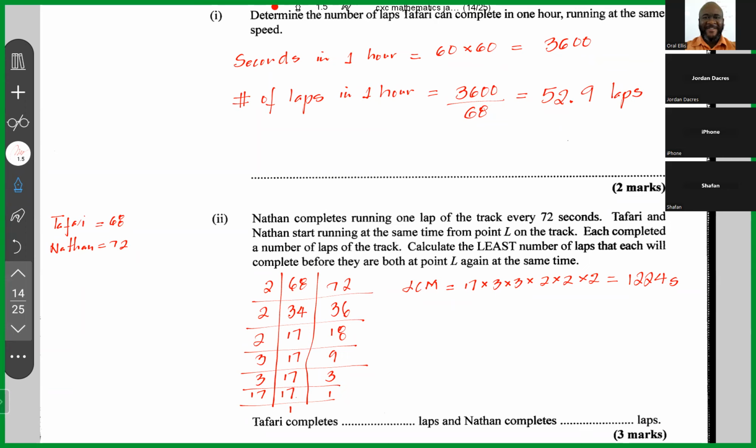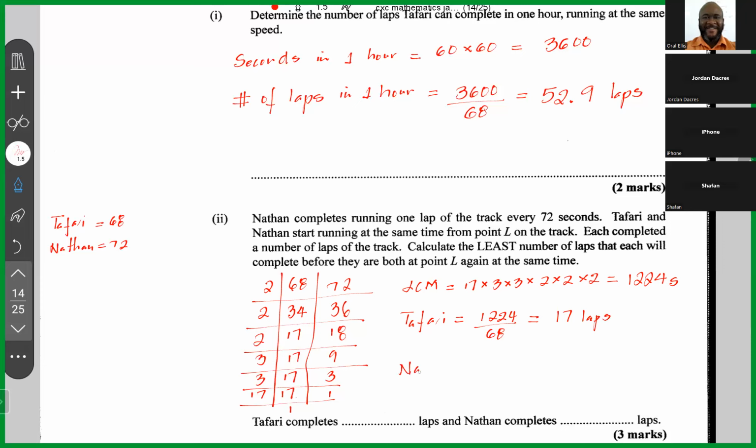What you were asked is, what is the least number of laps each must take? So let's start with Tafari. The time is 1,224 seconds. She does a lap every 68 seconds. In 1,224 seconds, she would have done 17 laps.